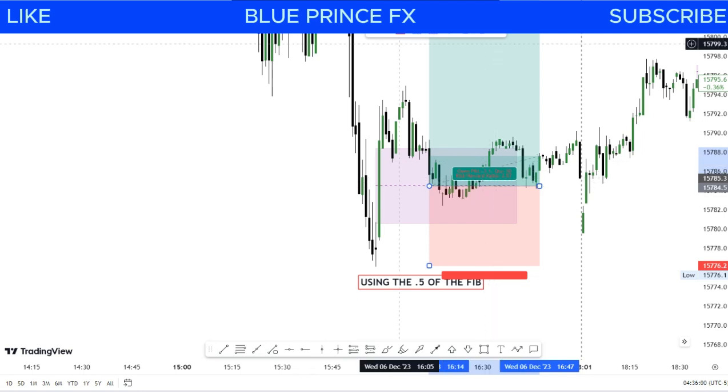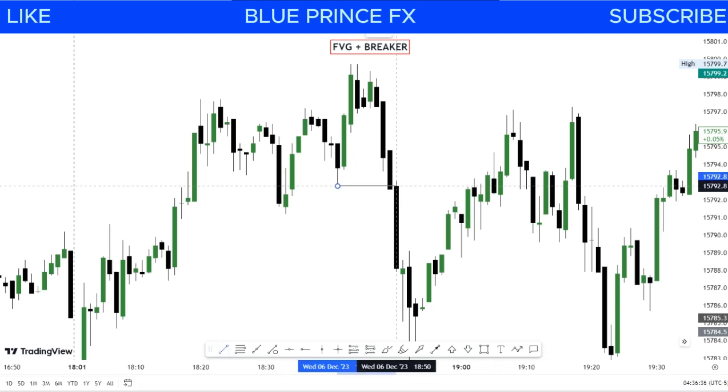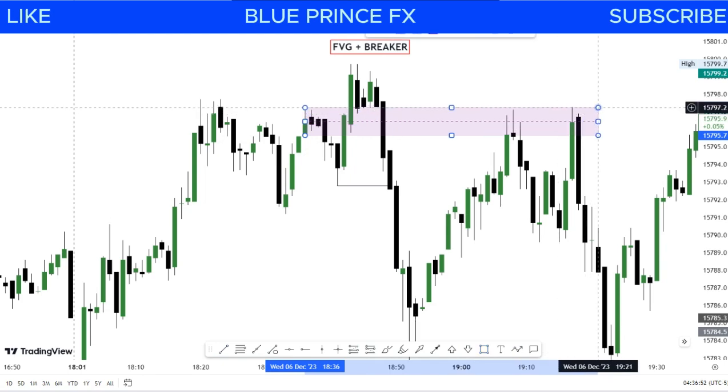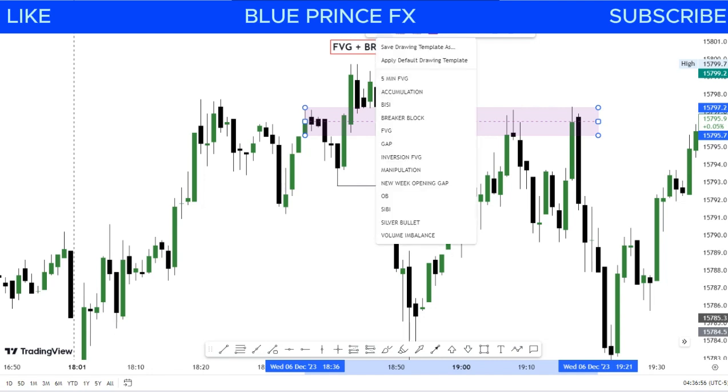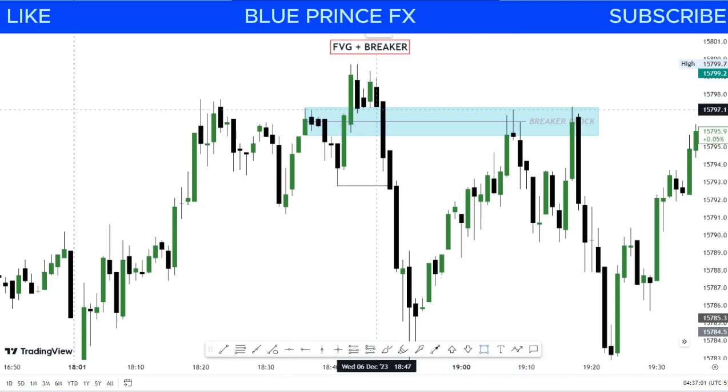So the next example, let's go to the next example. In our next example, we're going to use the confluence between a fair value gap and a breaker block. What you see is we have a break of market structure making our breaker block and fair value gap valid. So where is your breaker block? Your breaker block is between this leg and this leg. The last up candle before the down move is your breaker block. This is your breaker block here. Extend it out, and now you look for your fair value gap. The fair value gap is here.